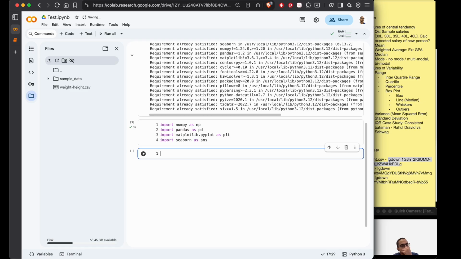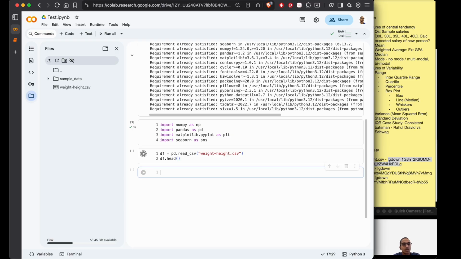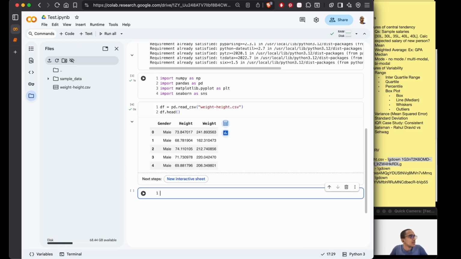Now we'll import and see our dataset. We'll look at the overview, which is df equal to pd.read_csv weight-height.csv. So this is our weight height dataset.